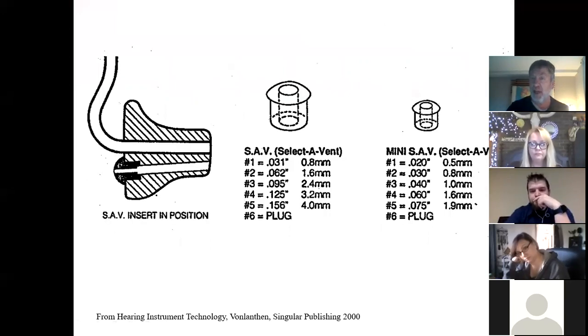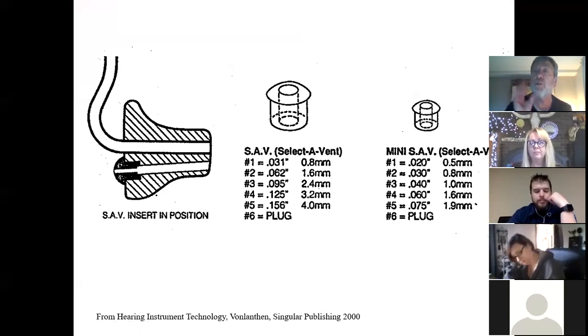You all know about select vents. In case you're looking at a vent that's been put into the mold of a hearing aid, sometimes you can choose the size of the plug. The bigger the hole, the more the vent. And you should know that vents range from 1 millimeter to 4 millimeters. If it's a 1 millimeter vent, it's not going to do anything.